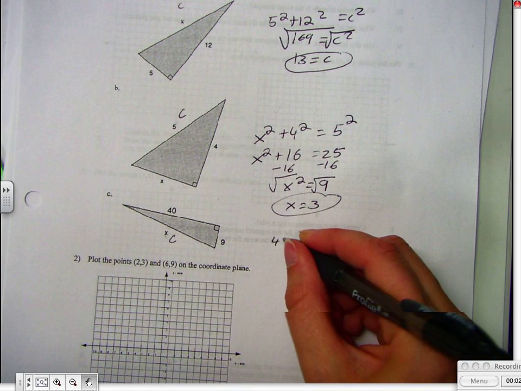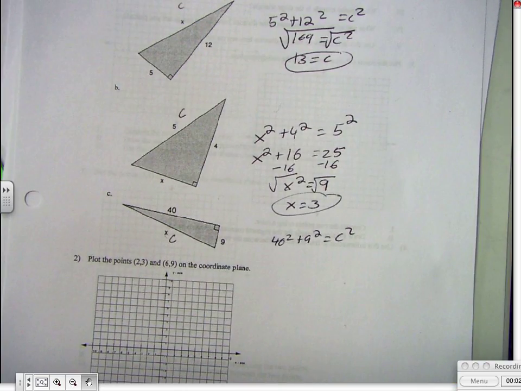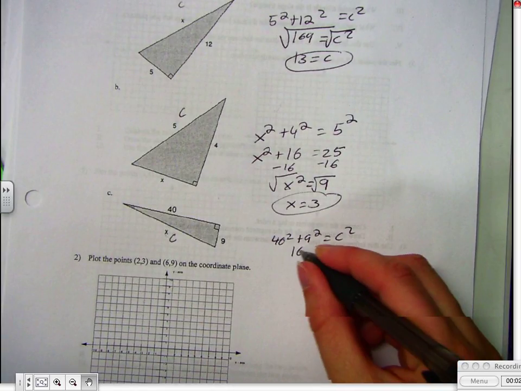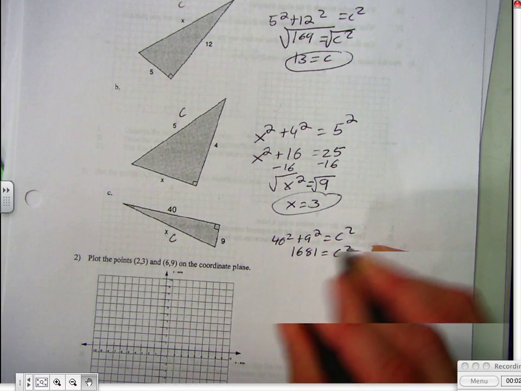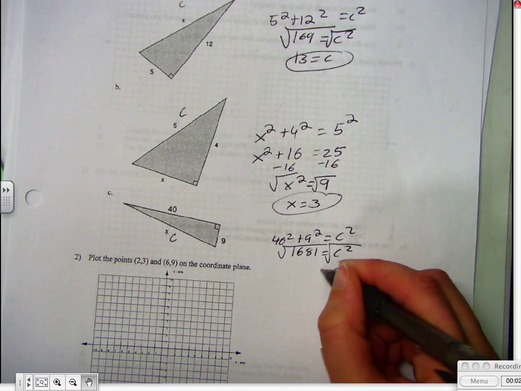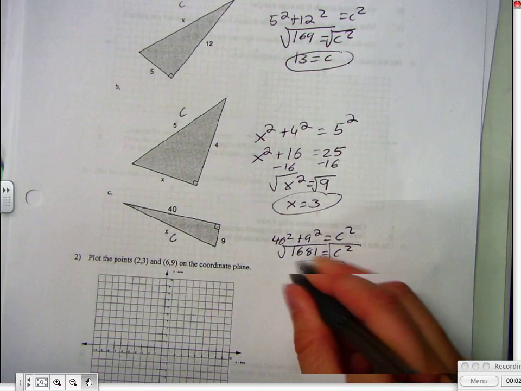Notice that x is my c again. So 40 squared plus 9 squared equals c squared. 40 squared plus 9 squared is 1,681. And then I'm going to square root both sides. And then c is going to equal 1681, 41.